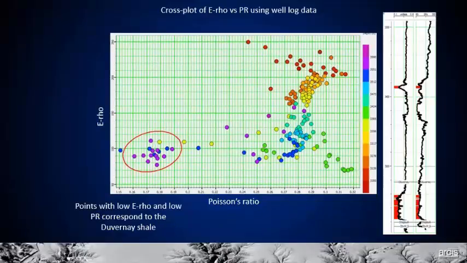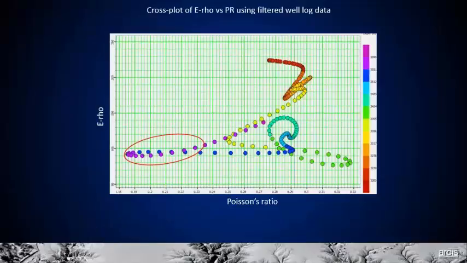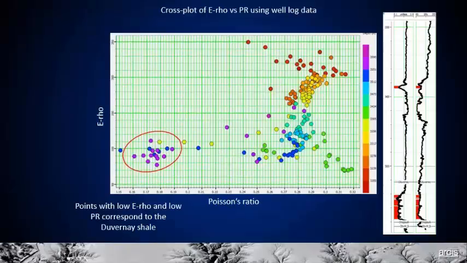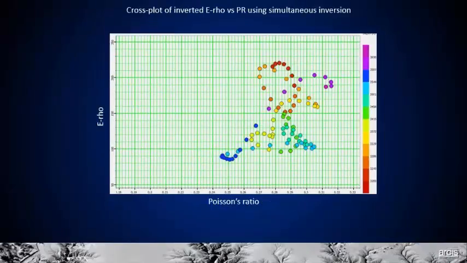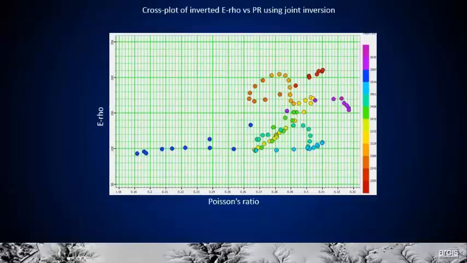So if we pick up this polygon and highlight it or backtrack it, this is the Duvernay interval. Similarly, this is from the filtered log now, and I have filtered it to the seismic bandwidth, and you see that this is what we are getting, just as we saw it here from the unfiltered log. Now, if I use simultaneous inversion, notice what the distribution is like. And then if I use the joint inversion, you see again where the points are coming back.